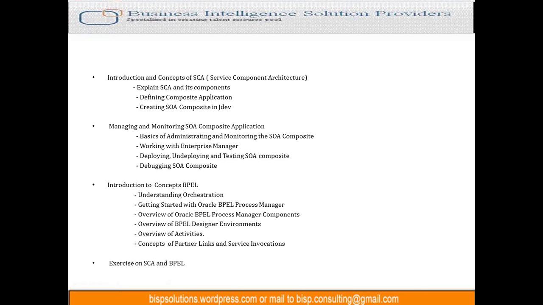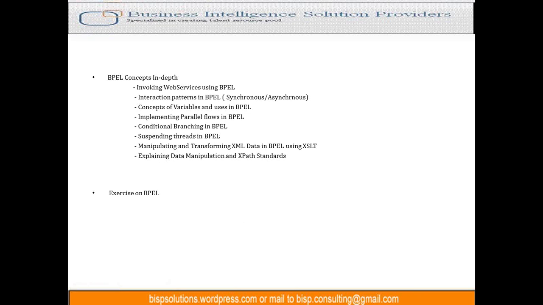Then we will take care of BPEL in depth. We will see what the interaction patterns are, because this will be required when you go to the client or customer, and you have to think from scratch: what type of services do we have to create? We will see how to write the code in BPEL, and we will see what the other things are that people can do.